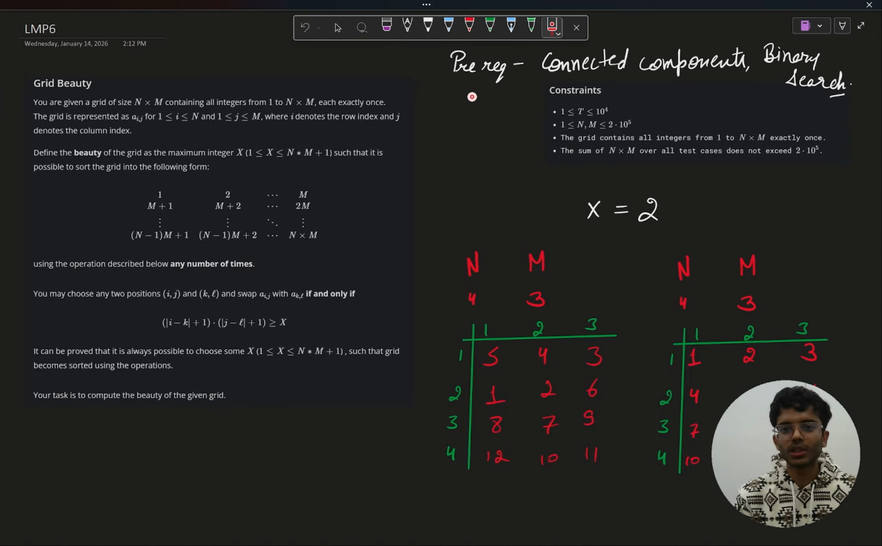Now, the prerequisites for this question are connected components. You should know how to calculate connected components using any of the methods like DFS, BFS, or the DSU. And you'll also need to know binary search on answers.